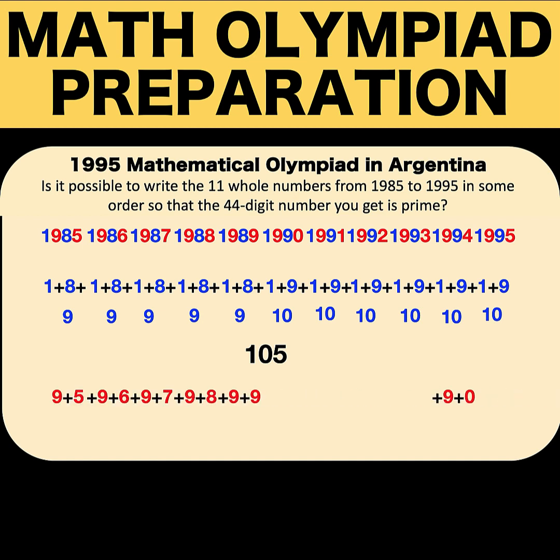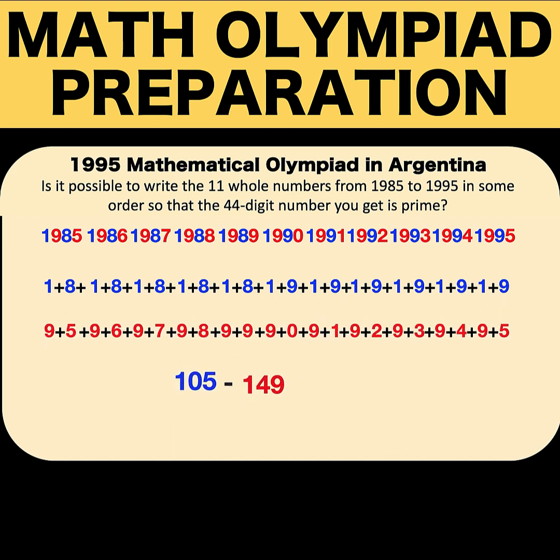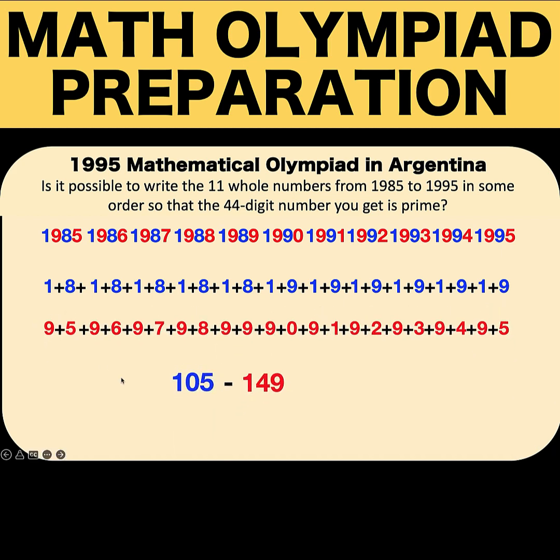And the sum of all of this is 149. Then let's get the difference of 105 and 149. So what we're getting here is the sum of all those digits in the odd places minus the sum of all those digits in the even places. And this is equal to negative 44. So clearly negative 44 is divisible by 11.